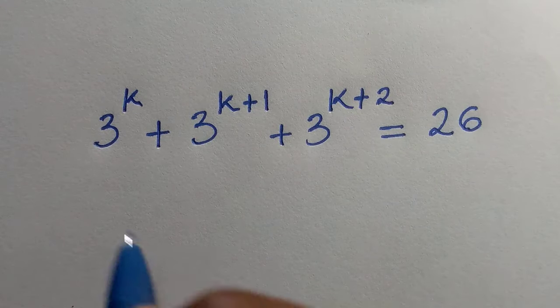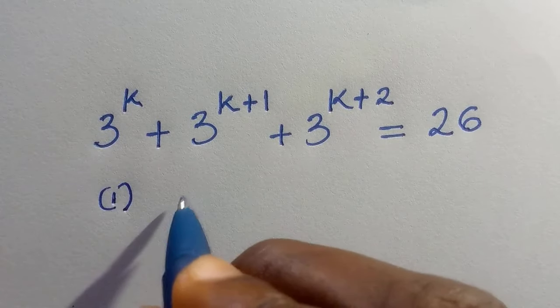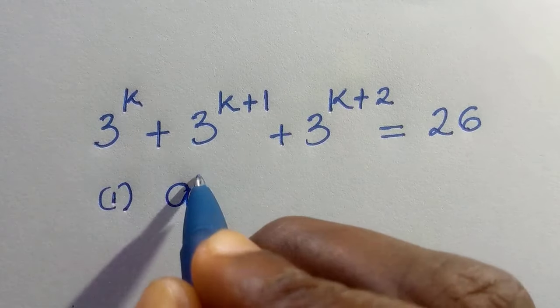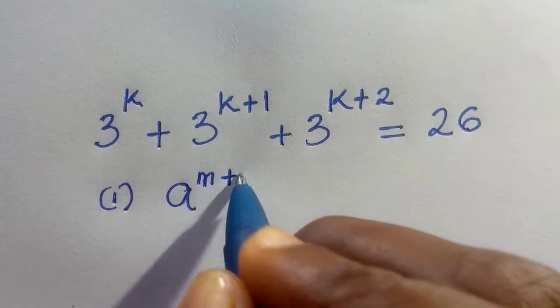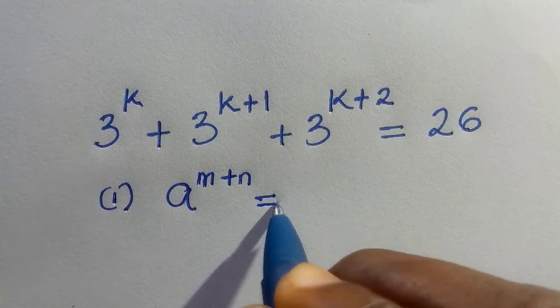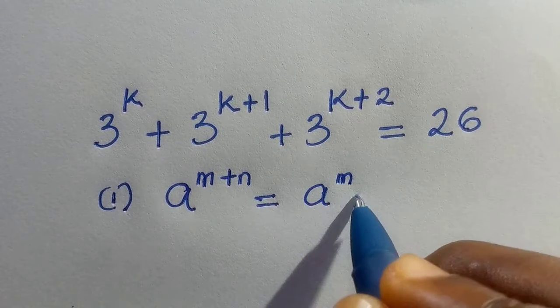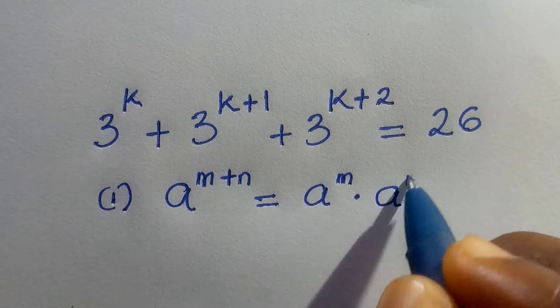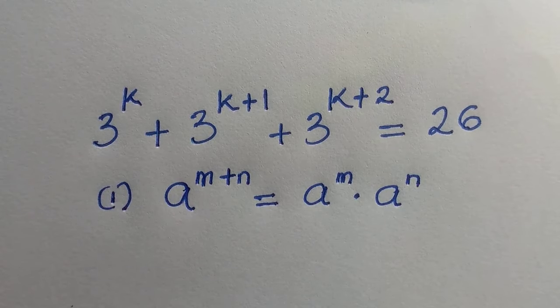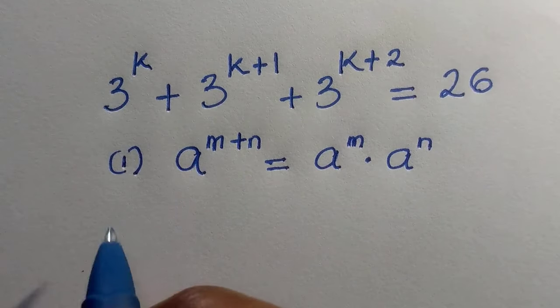For the first one, suppose we have a to the power of m plus n. It is the same thing as a to the power of m dot a to the power of n. So let's try to apply it.